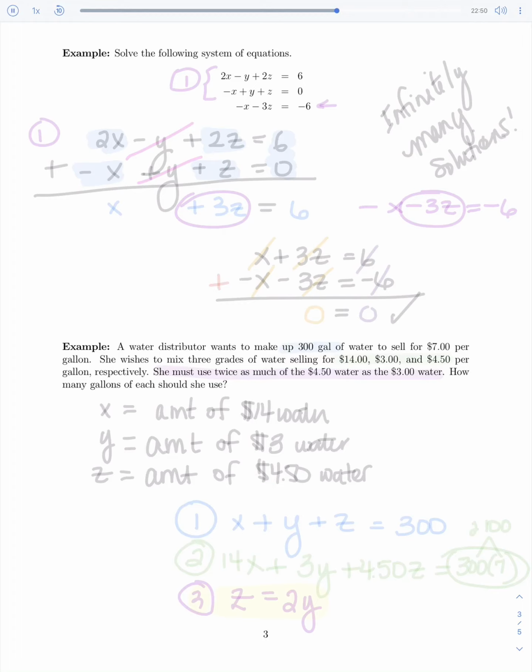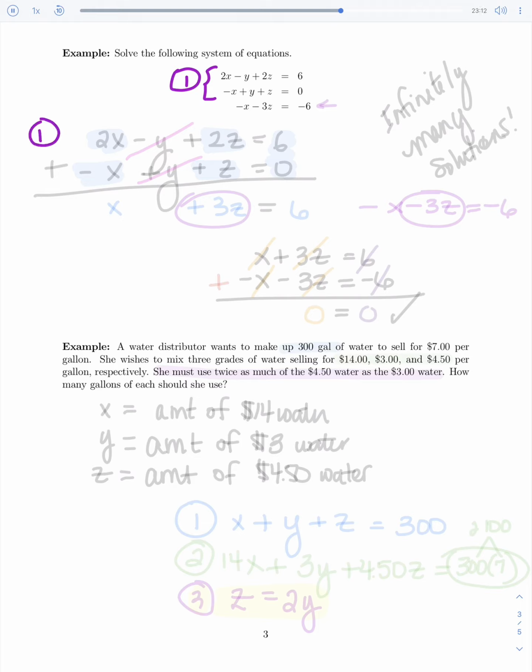Example. We've again got a set of 3 equations. We need to start with picking out a pair of them and eliminate one variable. Well, I'm going to take the first pair and I'm going to eliminate the variable y.